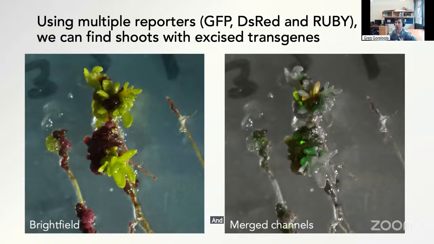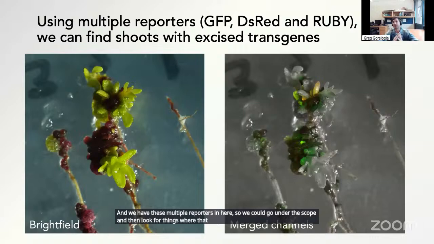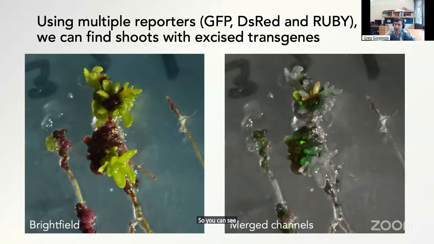And we have these multiple reporters in here, so we could go under the scope and then look for things where that whole giant transgene might have removed itself. So you can see these subtending ruby tissues, and as the shoots start to form, you can identify ones that have lost both the ruby and the fluorescent marker gene expression.